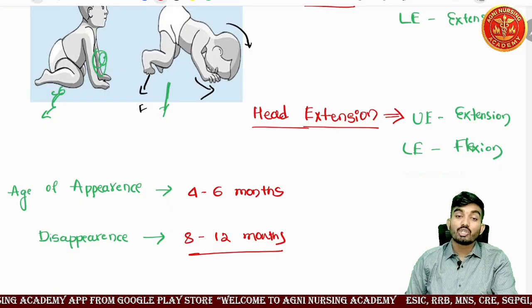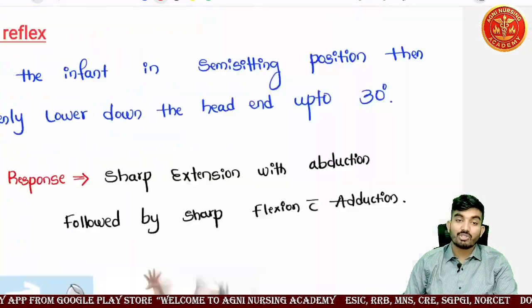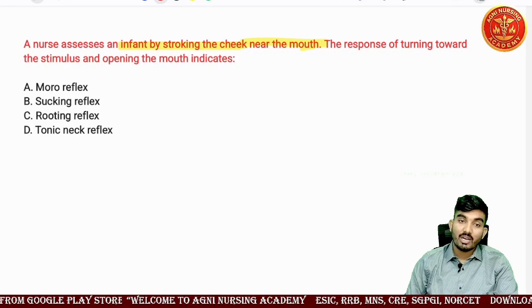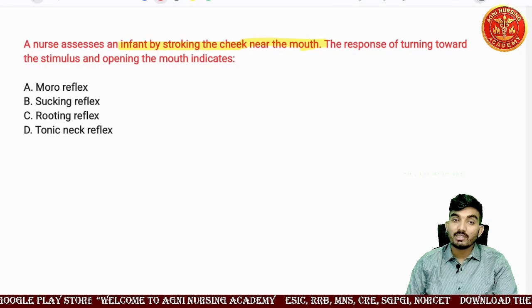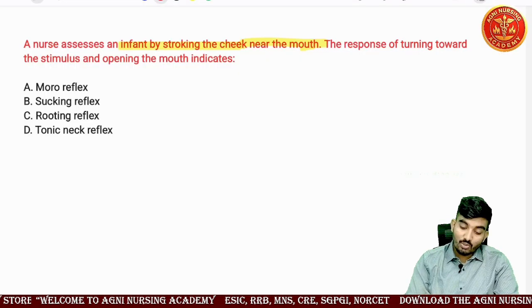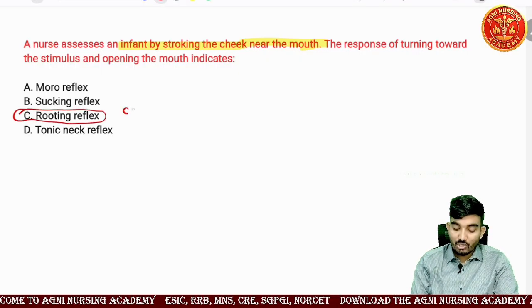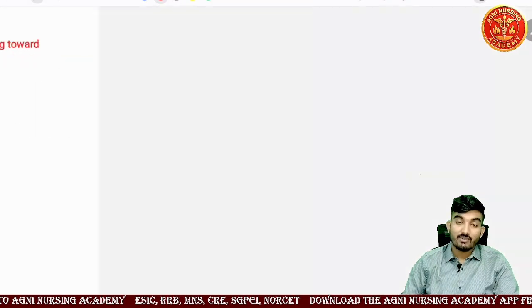This is about the asymmetrical tonic neck reflex. We'll see now our questions. In the question asked, the infant's cheek is stroked near the mouth, and the child responds by turning towards the stimulus and opening his mouth. I told you the correct answer for our question, that is option C, rooting reflex. That is the correct answer for our question.